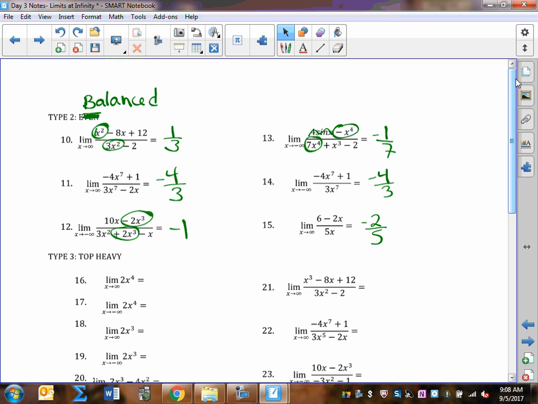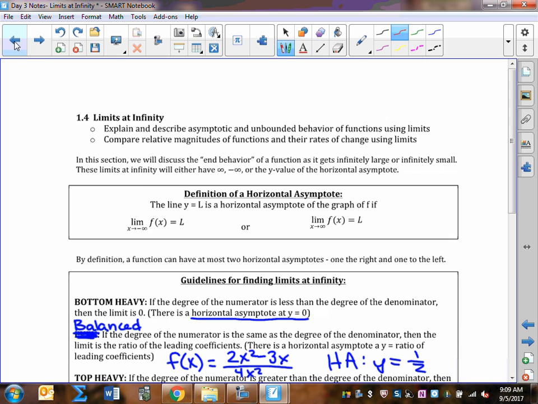If we look back at my balanced here, for example number 11, this crazy rational function, the ends are going to match what the ends do of my function just negative 4x to the 7 over 3x to the 7. Or in other words, negative 4/3. So my ends are going to be matching just the line negative 4/3, which means they're approaching negative 4/3. Likewise with my bottom heavy.